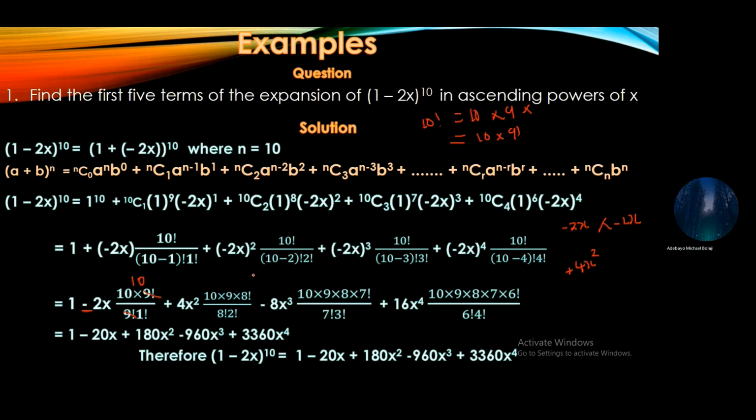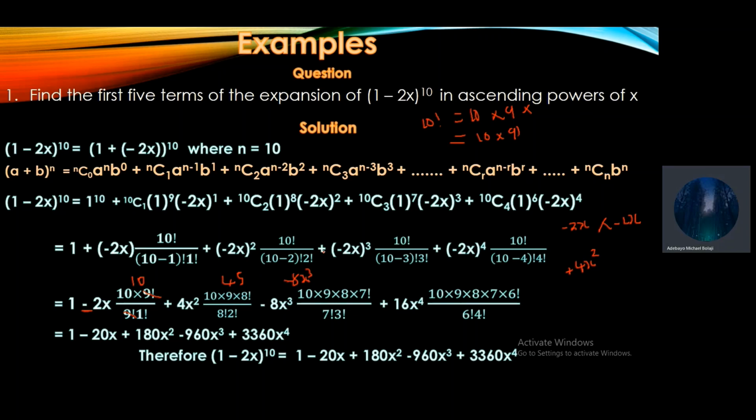Okay, now let's continue. So here we got what? We got 45, right? Good. Let's continue. Now minus 2x raised to the power of 3, of course you should know by now that it will give us, in this case, minus 8x cubed.